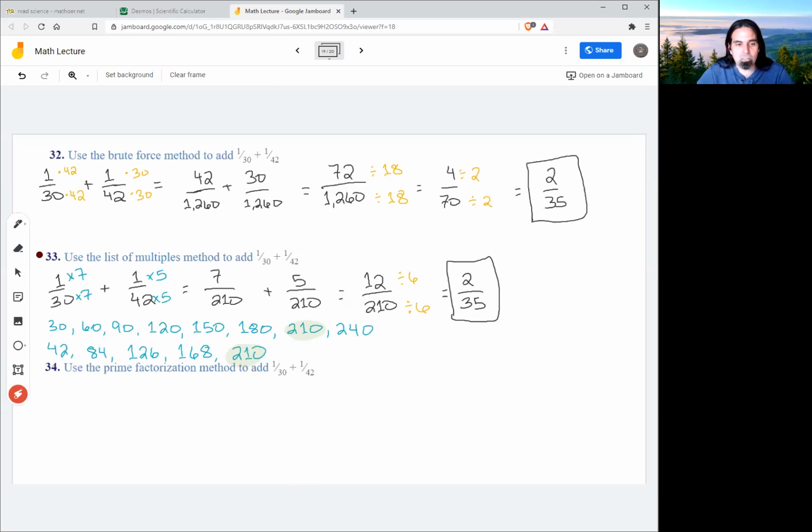Okay, many students like this better than the previous way. Making that list of multiples took a lot of writing on the page, but it didn't seem to tax my brain as much as reducing this monster.